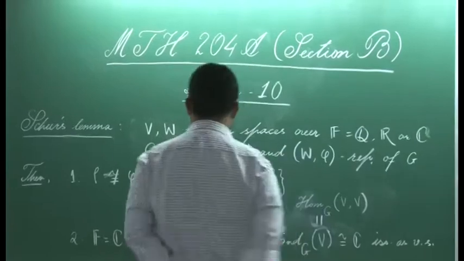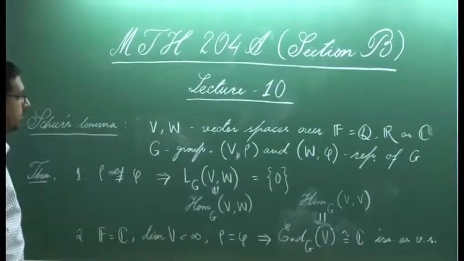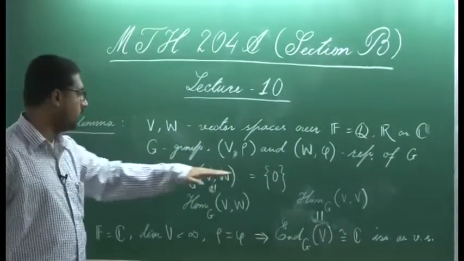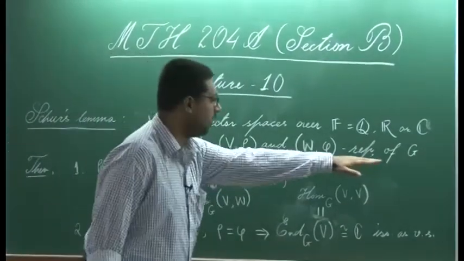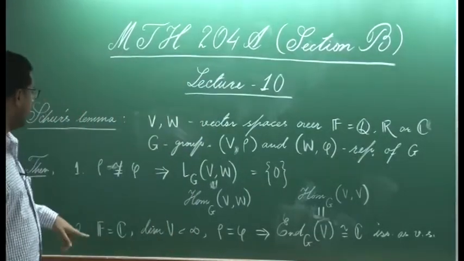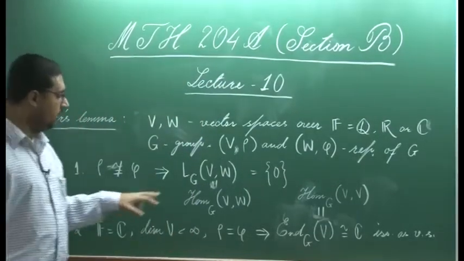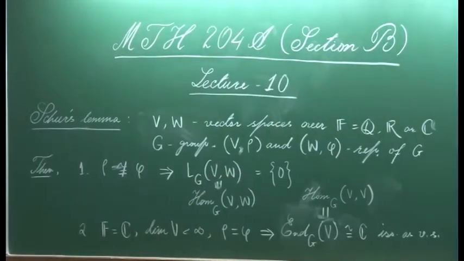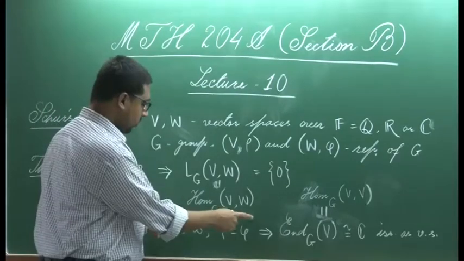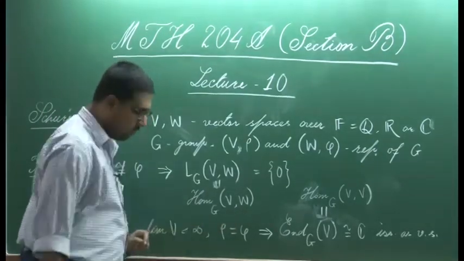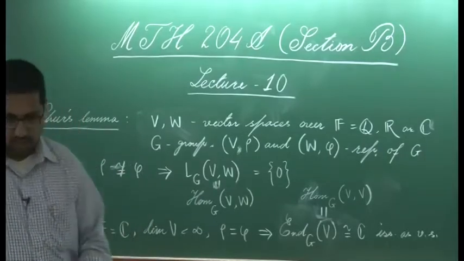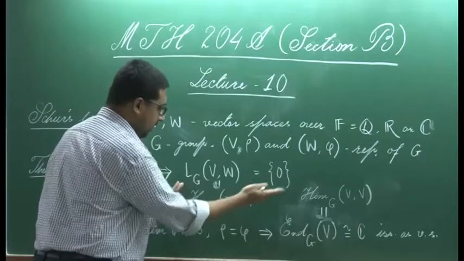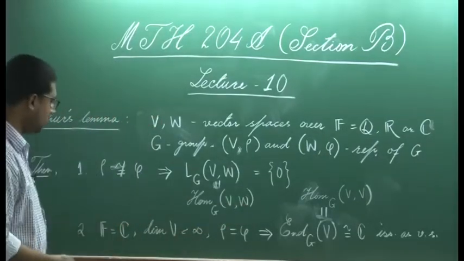This is the statement of Schur's Lemma: if we are given two representations of a group G, and the representations are not isomorphic, then the space of all G-invariant maps from V to W, which is also written as Hom_G(V, W), because in general Hom is a much more general algebraic term, is trivial.